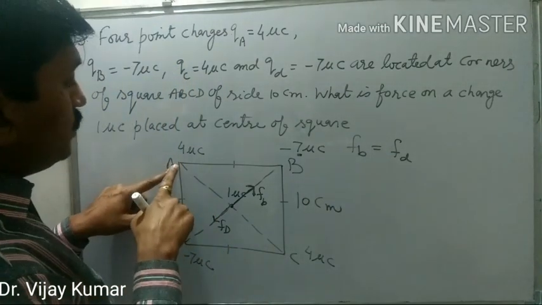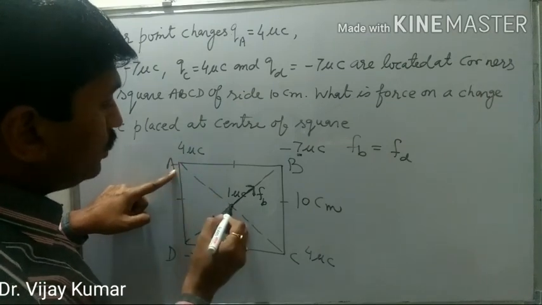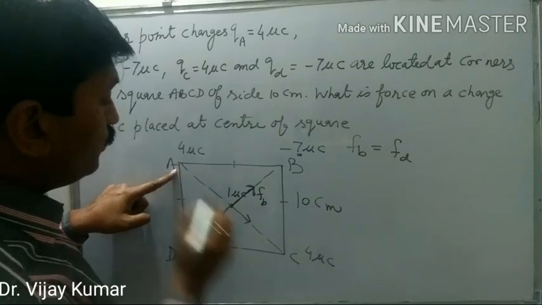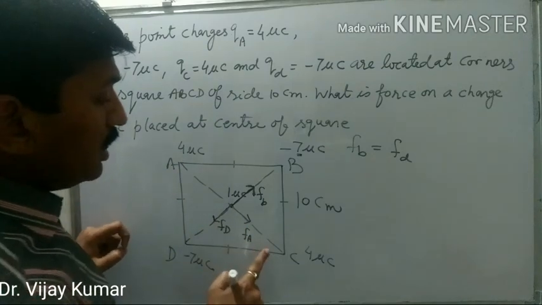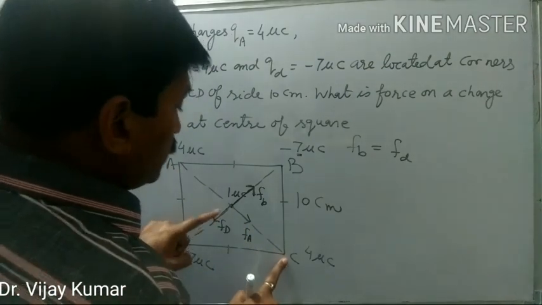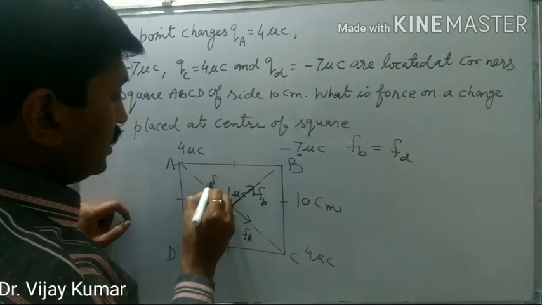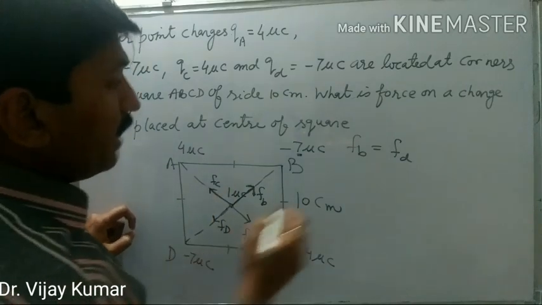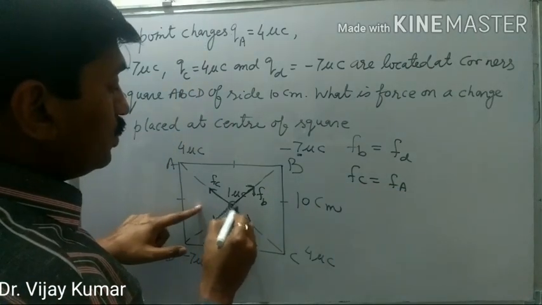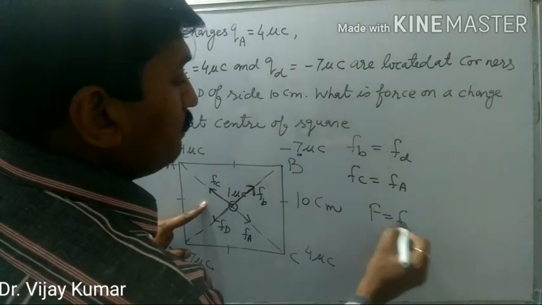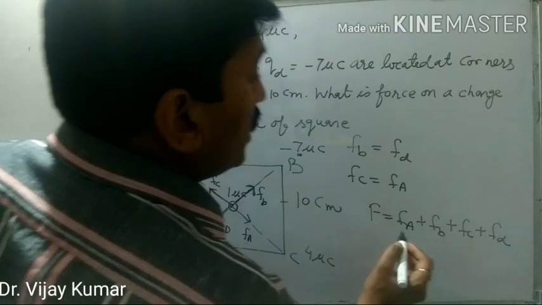Now this is a positive charge and this is a positive charge, so they repel each other. The force due to the 4 microcoulomb charge should be in this direction. It means FA. Again it is positive and positive, so it should be repulsive. The direction of the force due to this charge is in this direction, it means FC, and FA and FC are again equal and opposite. Here the total force should be FA plus FB plus FC plus FD.